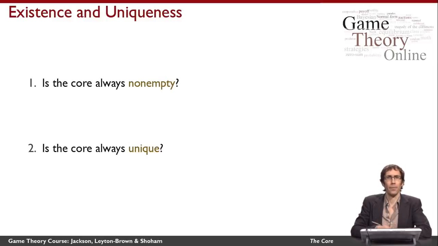So anytime a solution concept is introduced to you, there are two questions that you should wonder about. The first is whether the solution concept always returns something. Analogously, remember, pure strategy Nash equilibrium doesn't always exist. Mixed strategy equilibrium does always exist. So we might wonder, is the core always non-empty? Does it always suggest at least one payment profile to us? Secondly, we might wonder, is the core always unique? When it does return something to us, does it always return one thing? Does it make a sharp recommendation? Or might it return multiple things?